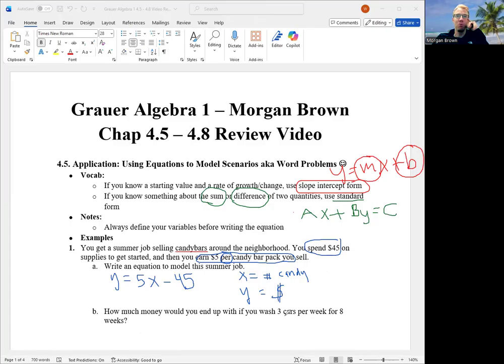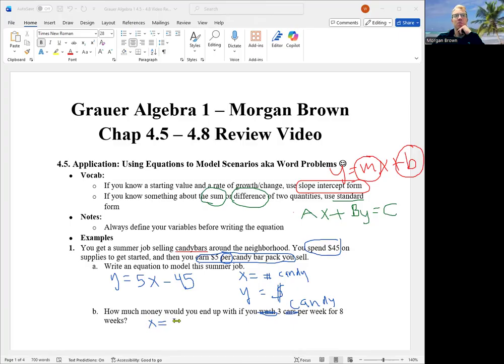How much money would you end up with? Let's just say you sell 3 candy packs per week for 8 weeks. You might recognize this question from one of the reviews we did with the washing cars. If you sell 3 candy packs for 8 weeks, then that's 24 candy packs.